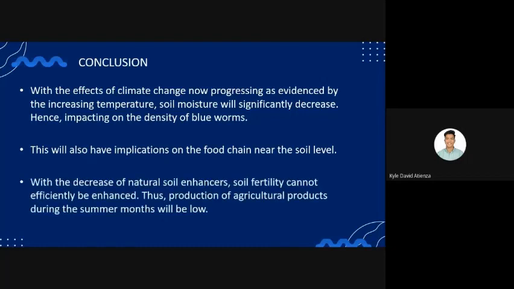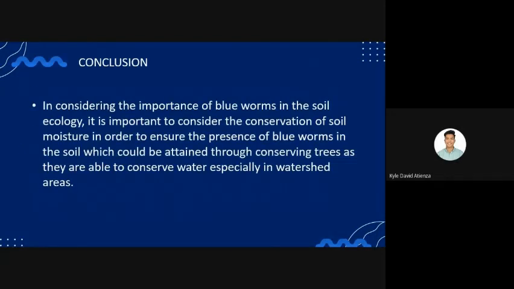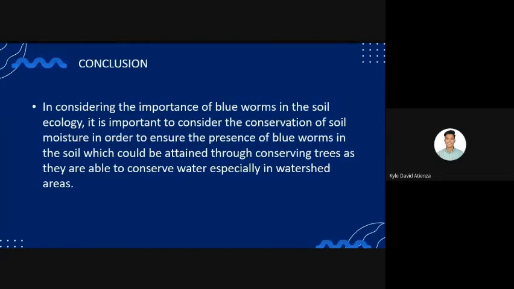With the decrease of natural soil enhancers, soil fertility cannot efficiently be enhanced, thus production of agricultural products during the summer months will be low. In considering the importance of blue worms in the soil ecology, it is important to consider the conservation of soil moisture in order to ensure the presence of blue worms in the soil, which could be attained through conserving trees as they are able to conserve water, especially in watershed areas.